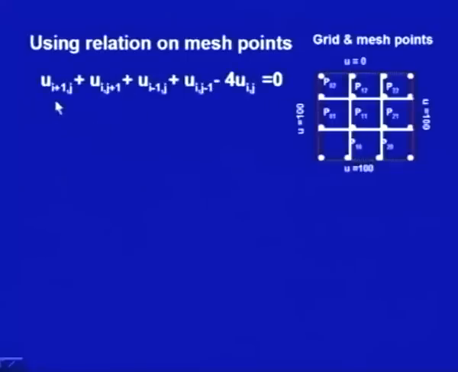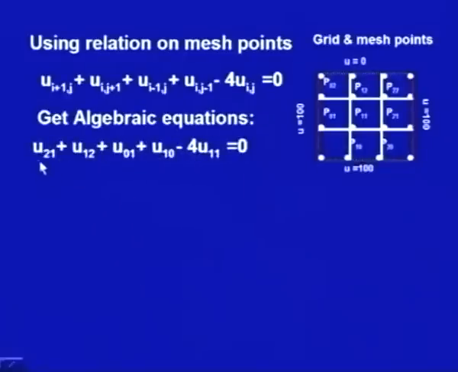So, let us find these relations at all the node points. Use the relation u(i+1,j) plus u(i,j+1) plus u(i-1,j) plus u(i,j-1) minus 4 u(i,j) is equal to 0. The first point we take is (i,j), that is p11. At p11, if I write i plus 1 I would get p21, then p12, and from here p01. So, we get the algebraic equation u21 plus u12 plus u01 plus u10 minus 4 u11 is equal to 0.